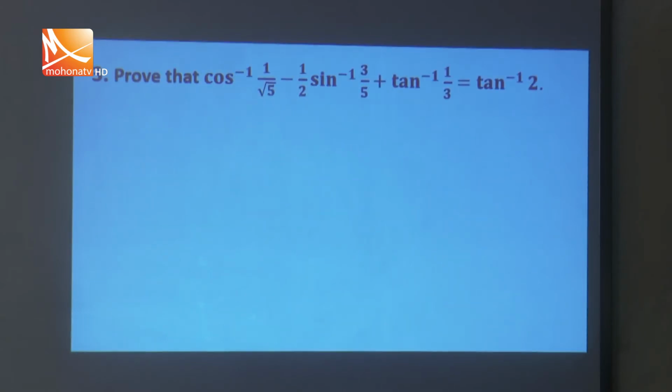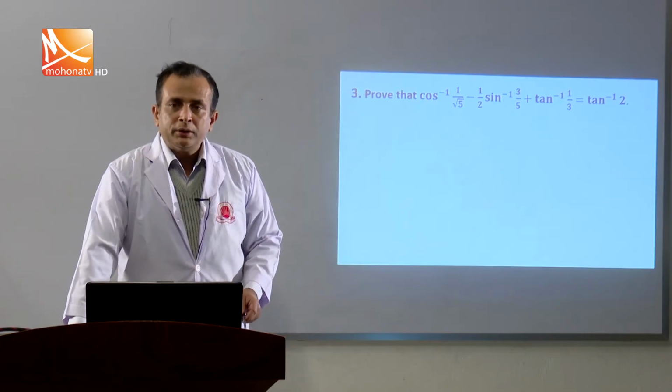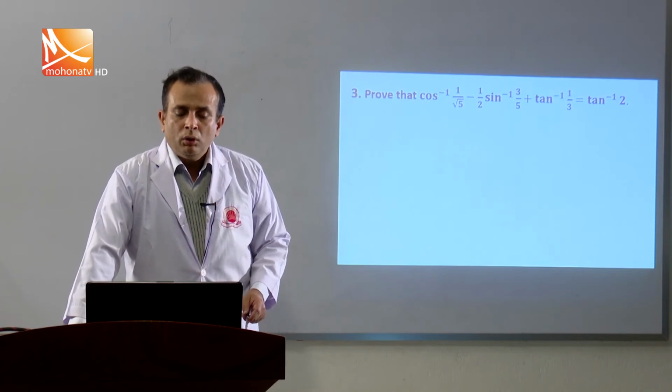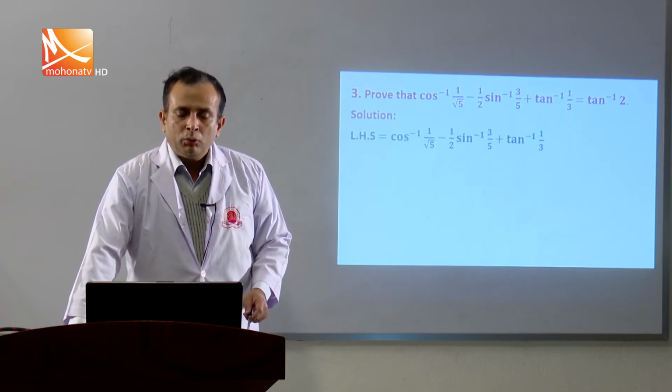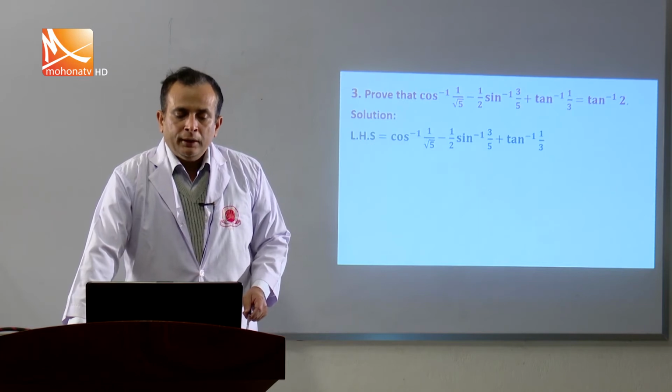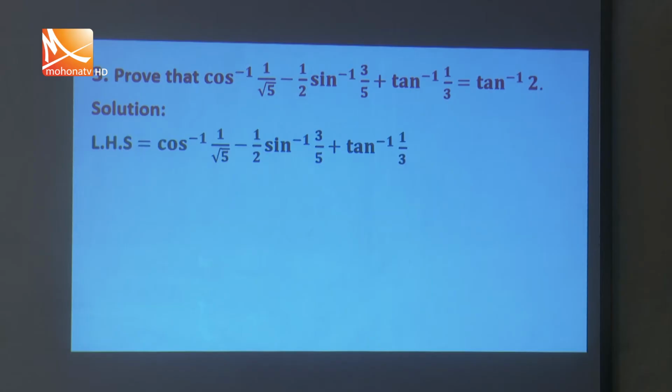Problem number 3. Prove that cos inverse 1 by root 5 minus 1 by 2 sin inverse 3 by 5 plus tan inverse 1 by 3 equals tan inverse 2. Now we are going to prove this. This is the left hand side: cos inverse 1 by root 5 minus 1 by 2 sin inverse 3 by 5 plus tan inverse 1 by 3.